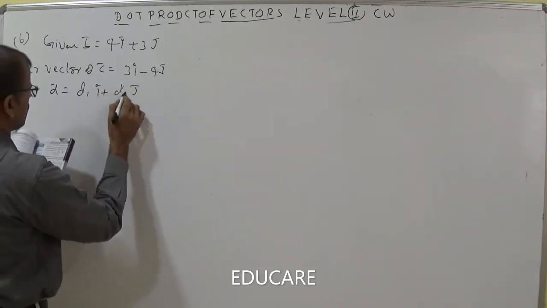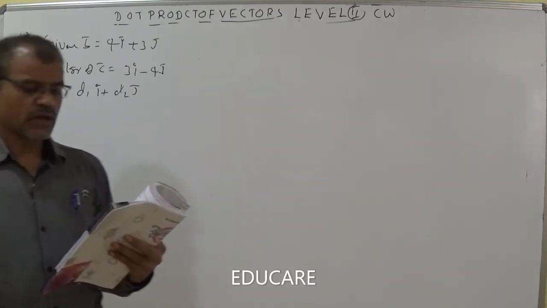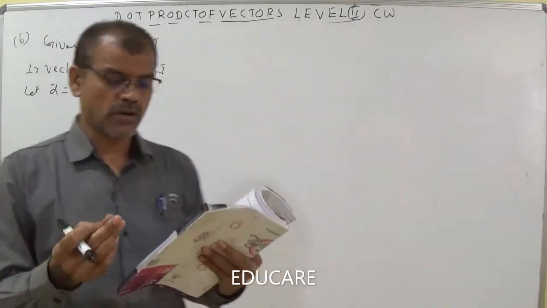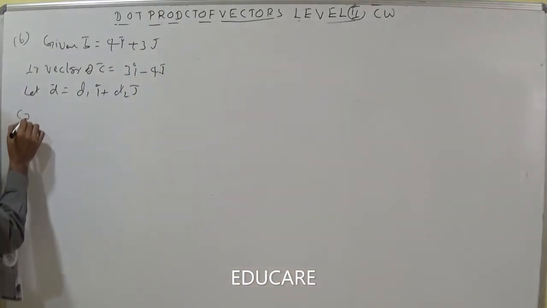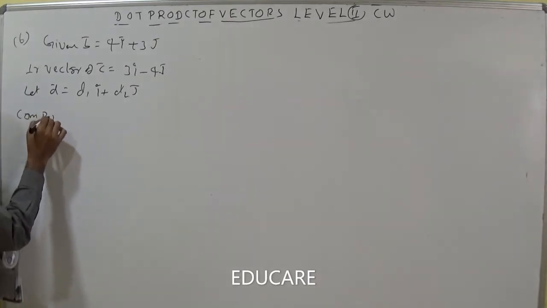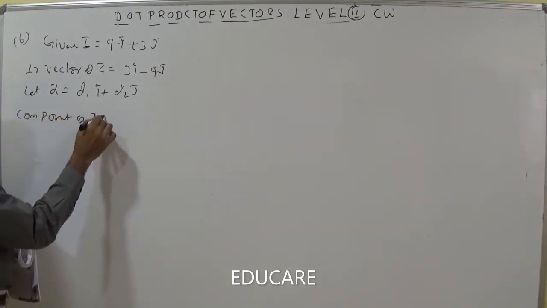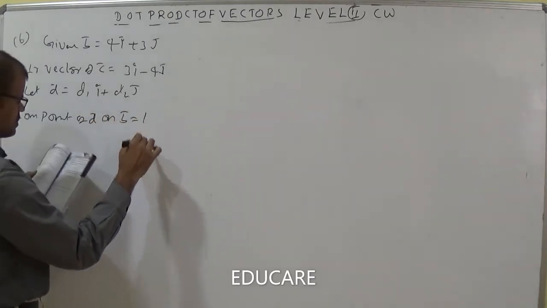Vector D is D1 i plus D2 j in this plane, with components 1 and 2 along B bar and C bar. Now you should understand component as projection. The component of D bar along, meaning on, B bar is equal to how much is given?